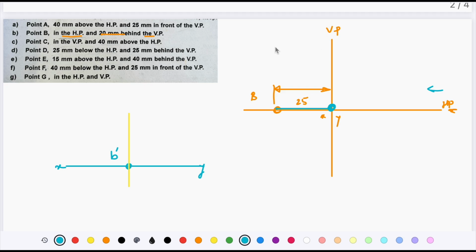Now for the top view, in this direction, the point is on HP itself. So at the same place, I am going to get the top view. And for visibility purpose, I need to rotate it in clockwise direction by 90 degree. So it will get shifted over here. That is going to be 25 mm above XY line, and this is going to be a top view. So above XY line at a distance of 25, you will get its top view.